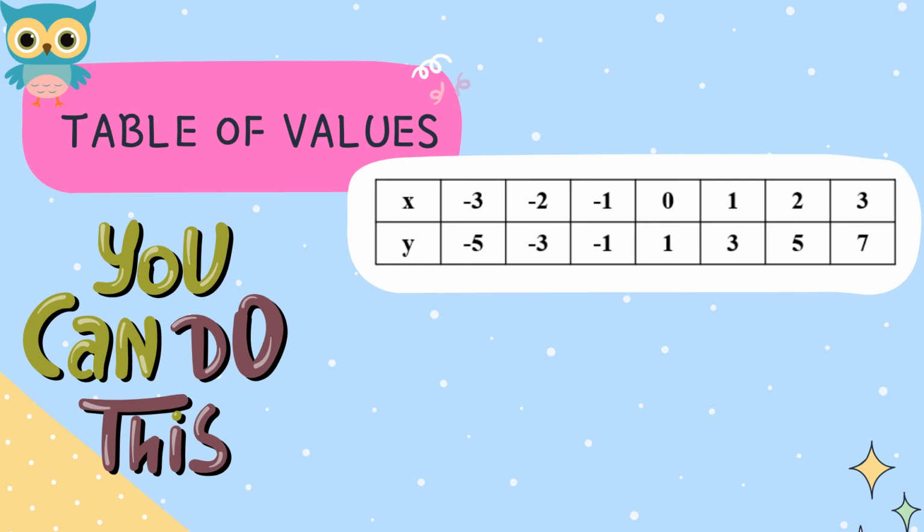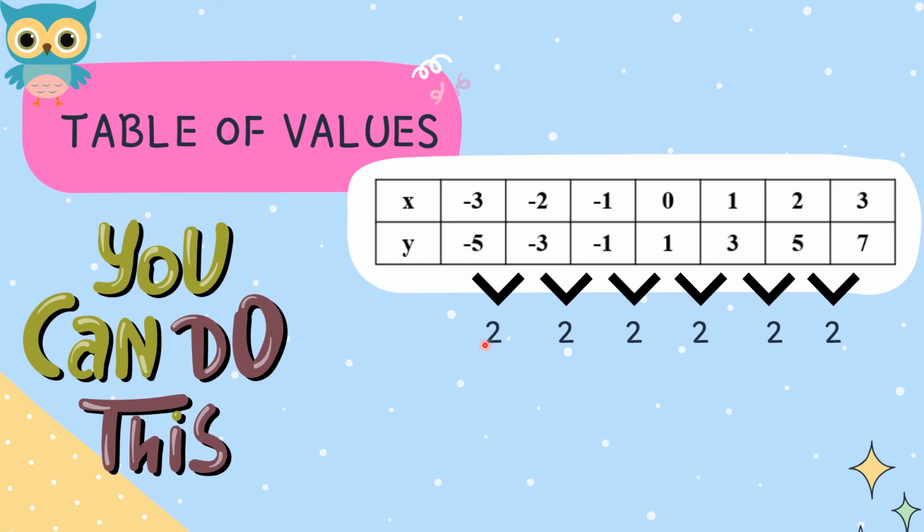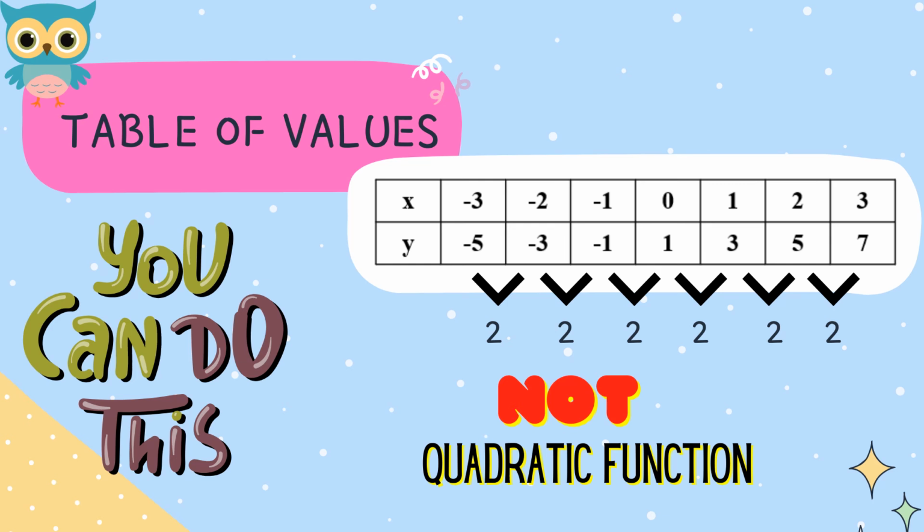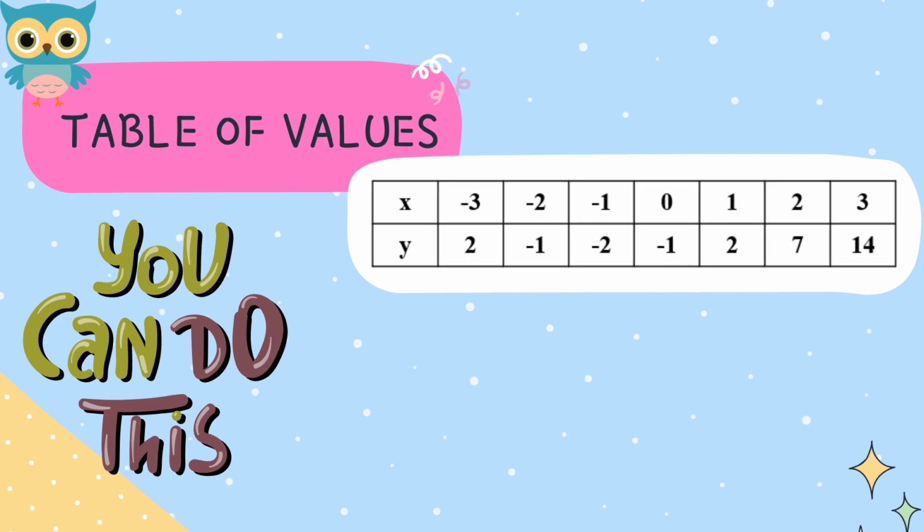Kagaya po ng susunod nating example, on the first differences in y, as you can see, they now have equal values. So if the first differences in y have equal values, then this table of values is considered not a quadratic function. So before I forget, in getting the differences, we have to start by subtracting the values of y from right to left.